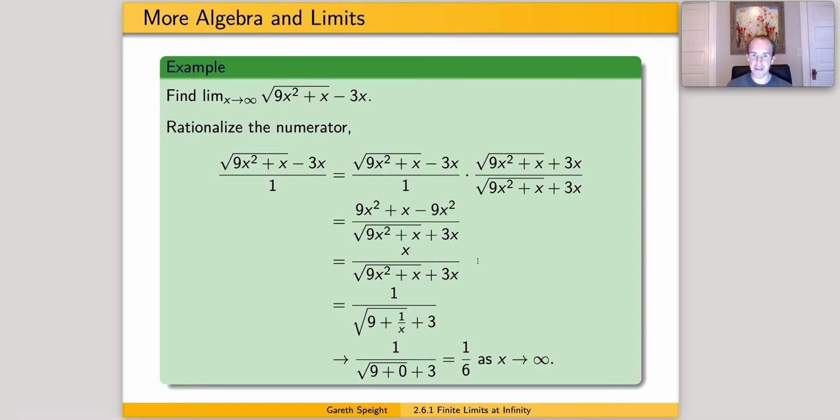And okay, now we have something that looks like infinity over infinity. So we go back to what we said before. What is the highest power on the top and on the bottom? On the top, it looks like I have x. And on the bottom, it looks like I have an x squared, but it's actually inside a square root.